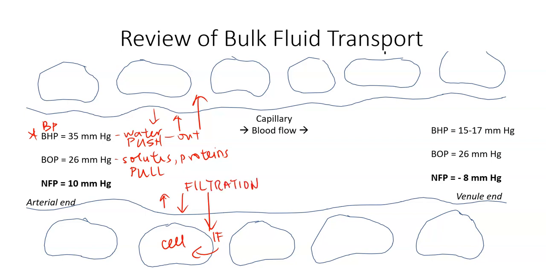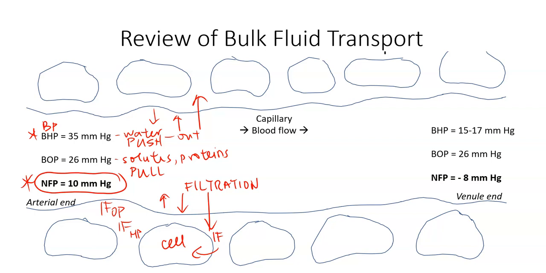Let's take a look at this NFP number. This is the one you need to know here. You'll notice the net filtration pressure is 10. Now, if you take 35 for the blood hydrostatic pressure and subtract blood osmotic pressure of 26, you're only going to get 9. So there is a small bit of pressure out here in the interstitial fluid for osmotic pressure and hydrostatic pressure. That's where the 10 number comes from, is we take into consideration those small pressures in the interstitial fluid.